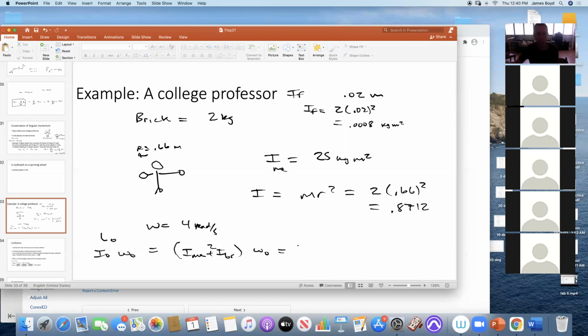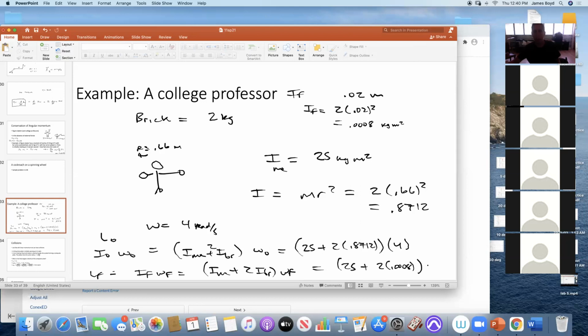Okay, so this initial one would be 25 plus 2 times 0.8712, and that times 4. My L final would be I final omega final. So that would be I me again, plus 2 times I bricks where they're closer, times omega final, which would be 25 plus 2 times 0.0008 times omega final. I can set those 2 things equal to find what my final speed is.